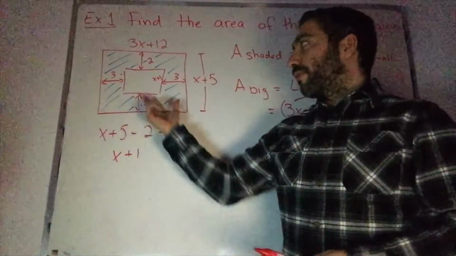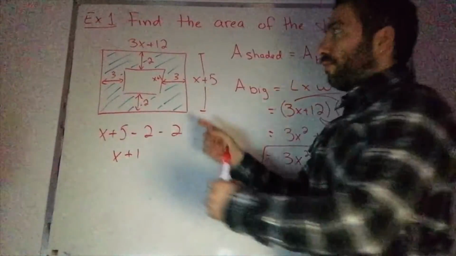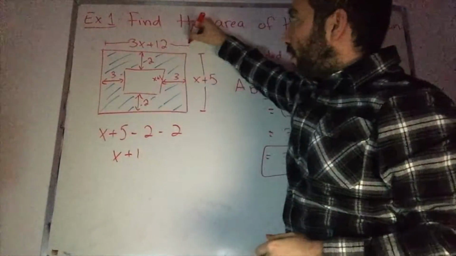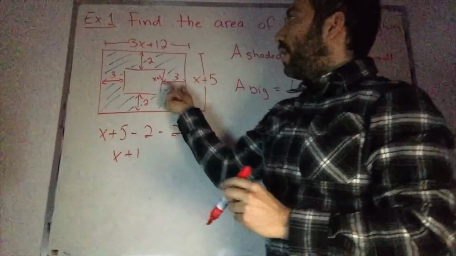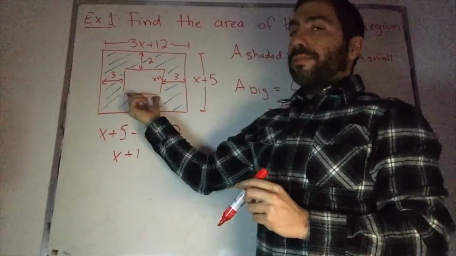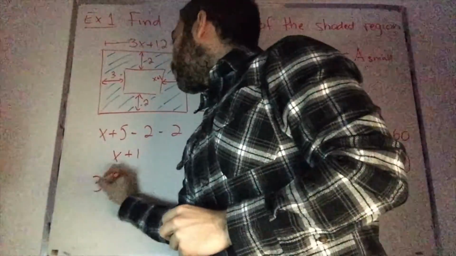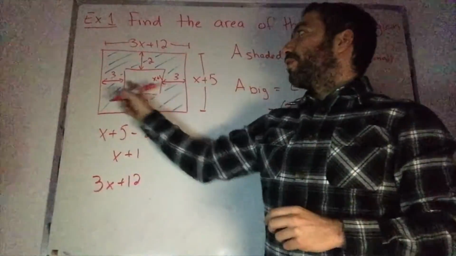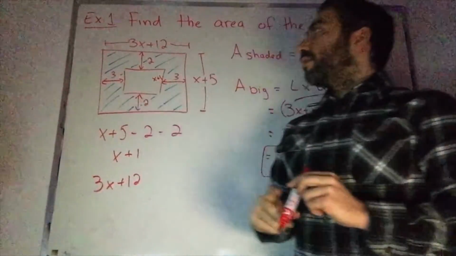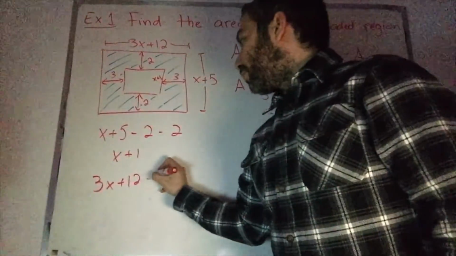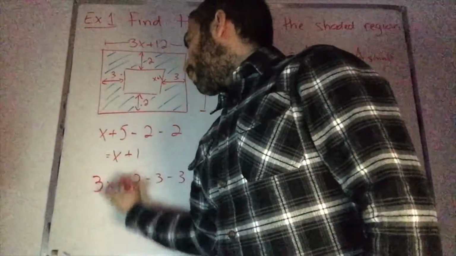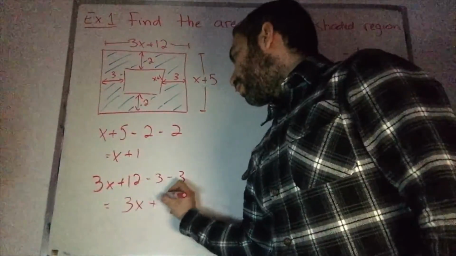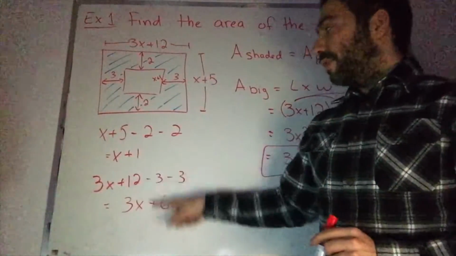And we use the same argument to find the length. If we know the total distance is 3x plus 12, now we're using the horizontal distance. If the whole thing is 3x plus 12, and this piece is 3 and this piece is 3, how much is left in the middle? Well, you use the same argument, 3x plus 12, and you have to subtract out 3 from here, and you're left with the length of the base. So subtract 3, and what we're left with is 3x, 12 minus 3 is 9, minus 3 is 6, so plus 6. And now we have the dimensions of the small rectangle.